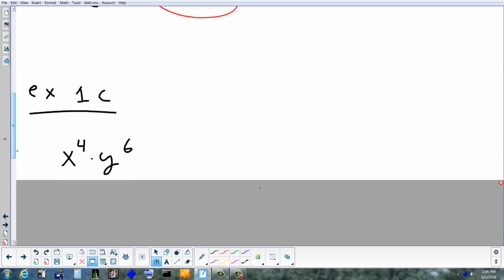How about x to the 4th, y to the 6th? You can't do it. Two different bases. One's x, one's y. What if I did this? You still can't do it. Now the exponents are the same though. But the bases are different, so you can't.